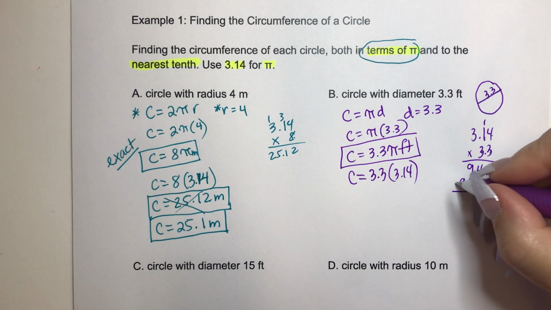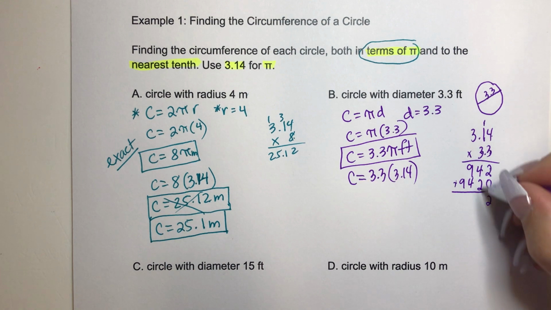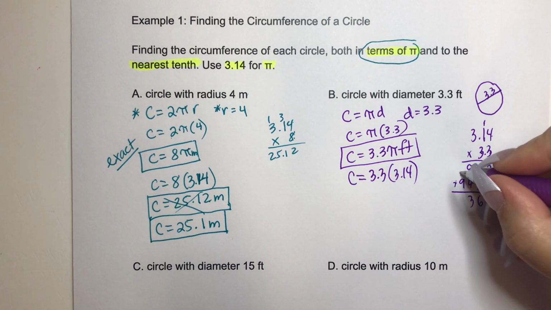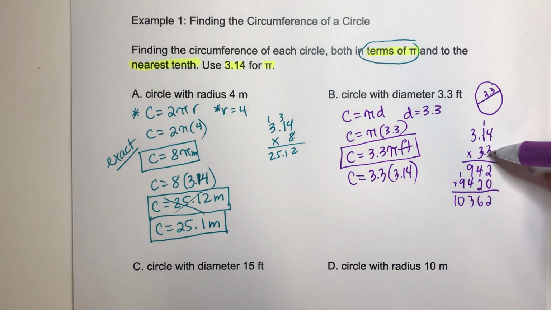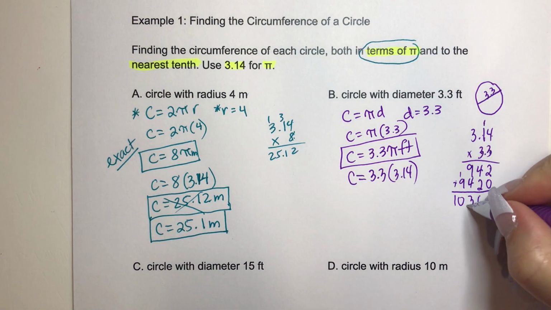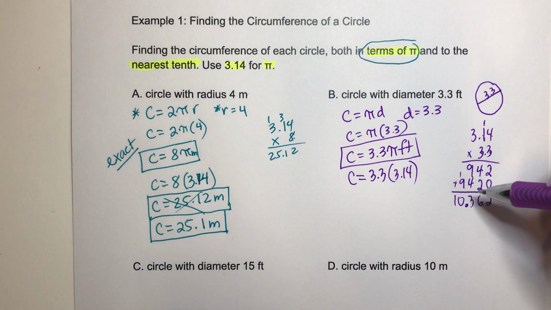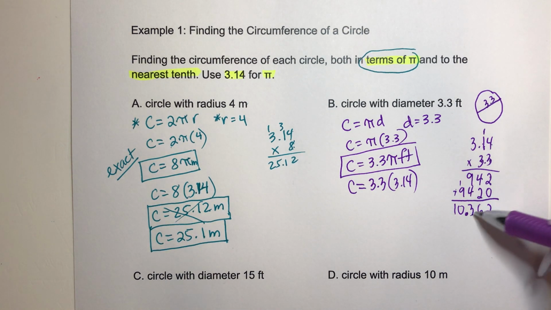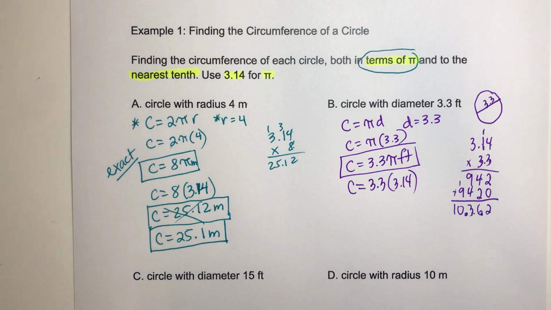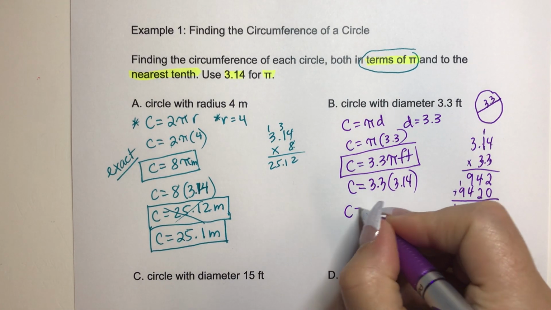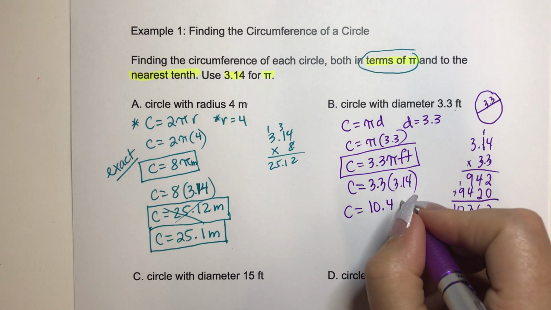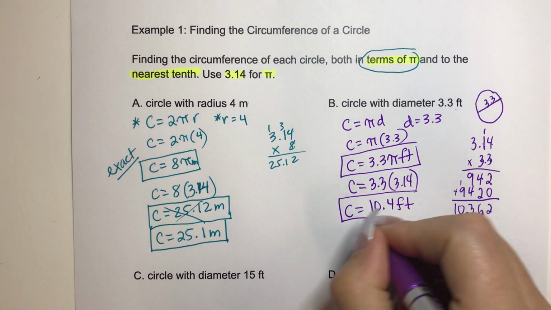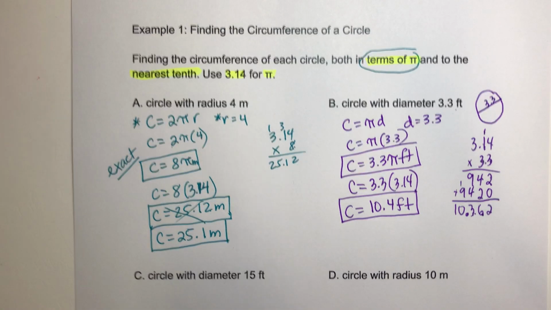We add all these numbers up. We get 2, 6, that's 13. Carry the 1, 10. And then how many decimal places? 1, 2, 3. 1, 2, 3, that's where we put it. And then we have to round it to the nearest tenth, right? So this is the tenths, this is the hundredth, this is 5 or greater, so that means this is going to round to 10.4. So our answer is 10.4 feet. And there we have it.